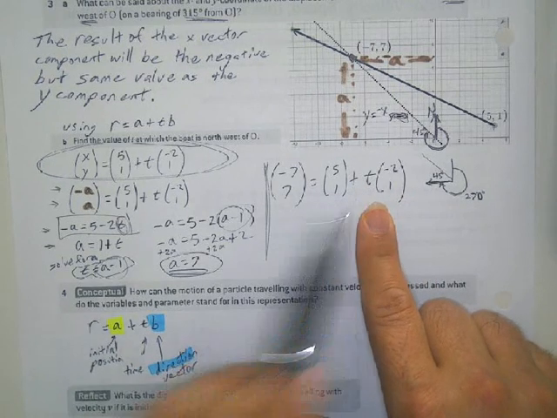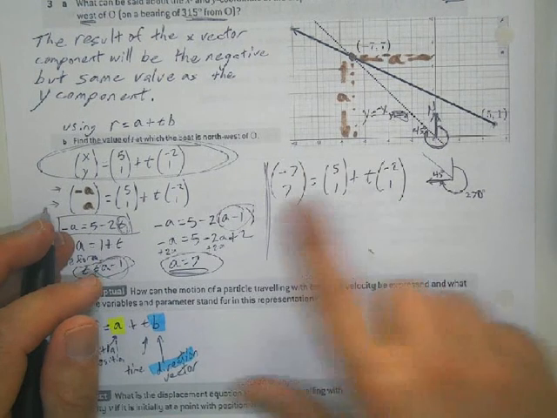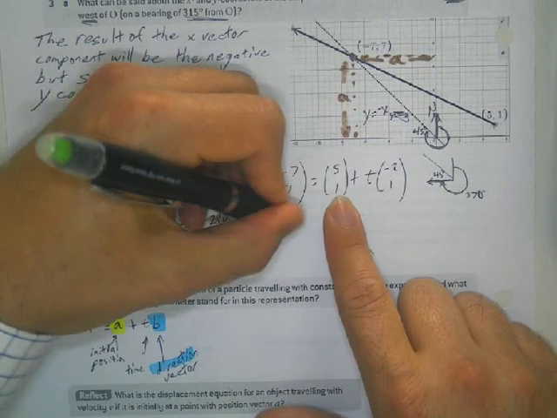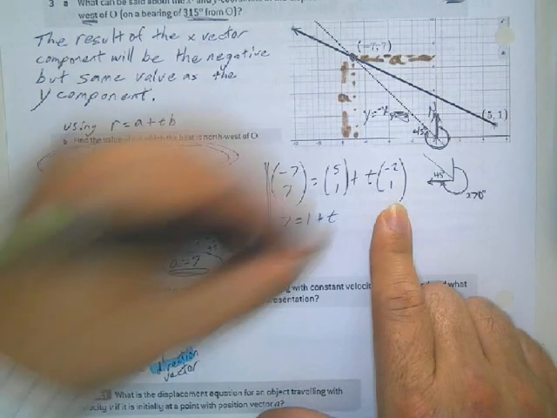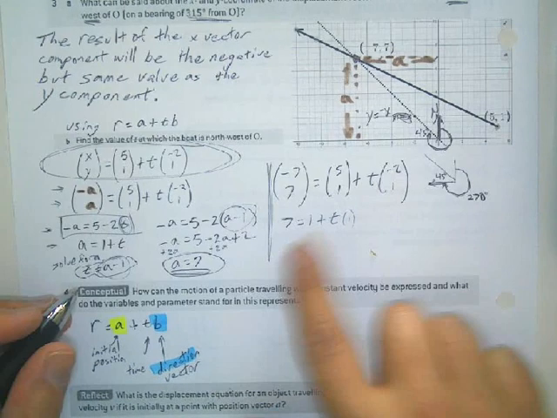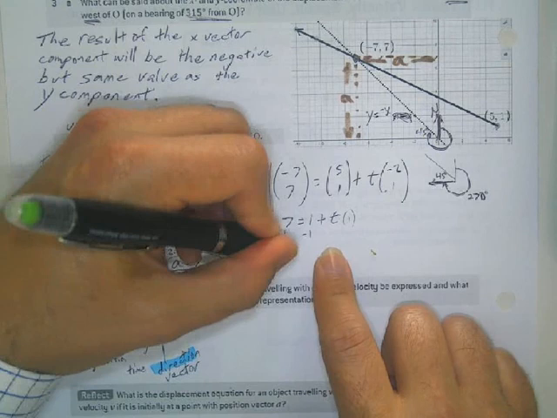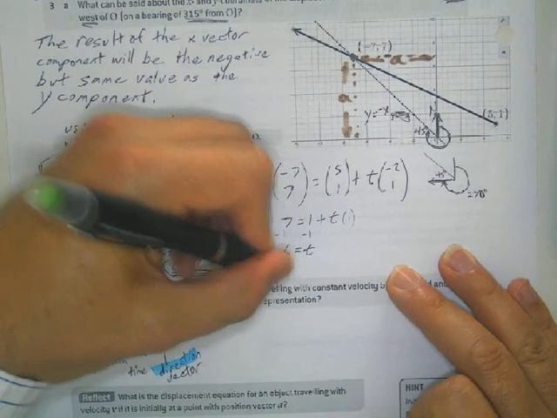So now I can solve for this. Either line works fine. Let's use the bottom line. 7 equals 1 plus t times 1. So if I subtract 1 on both sides, we get t equals 6. So t equals 6 hours.